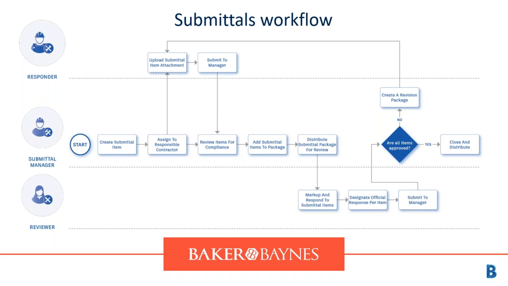Your reviewer gets notification of that. They can use the markup to respond to the submittal items, give the official response to say they're happy with the specs or they're happy with the installation, and submit to manager. If everything is approved, yes, we close it out, it gets distributed, and we have an audit trail of this whole approval and of that specific submittal being approved. If not, go back to the start and update this.